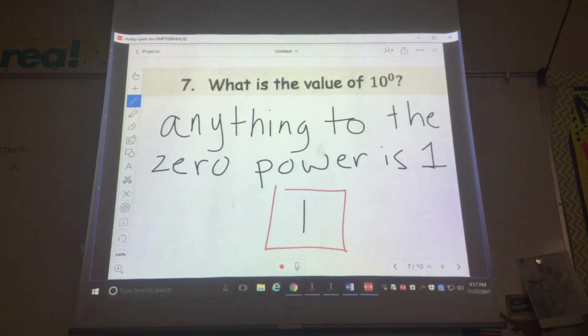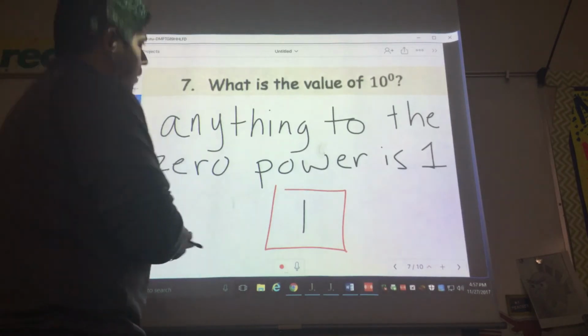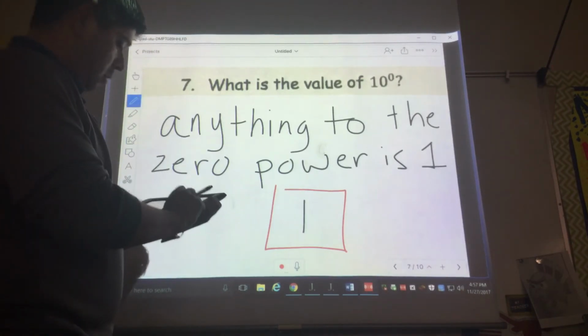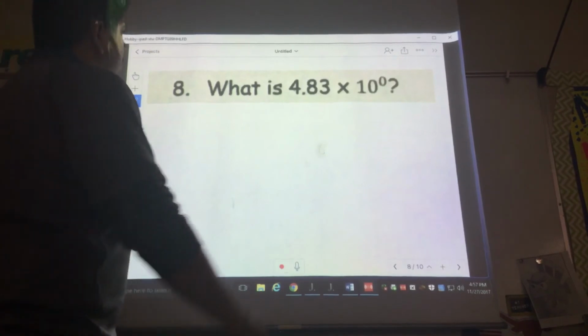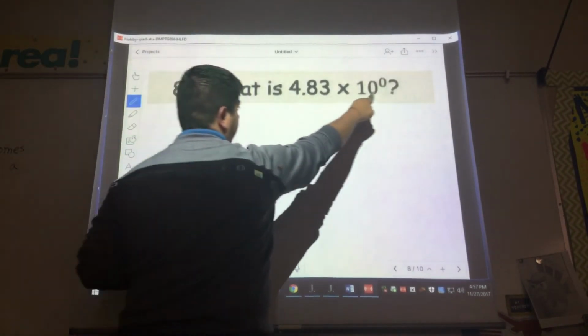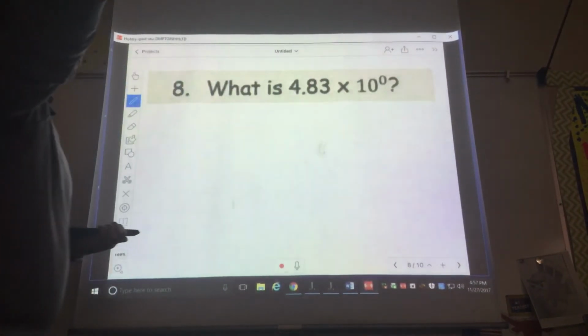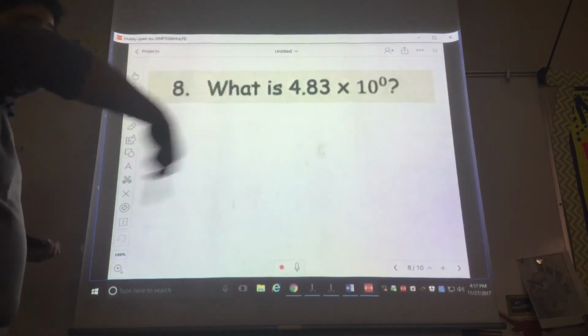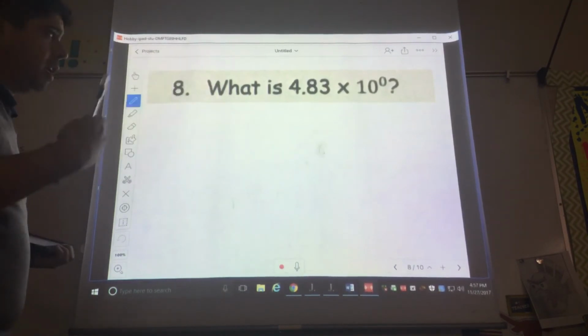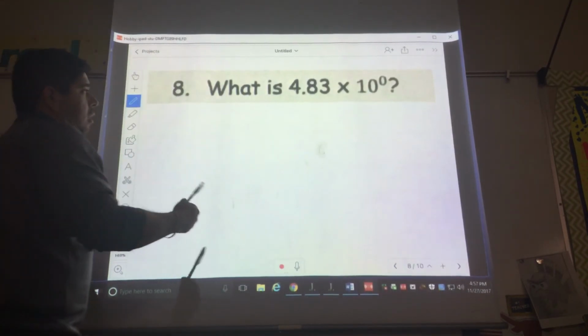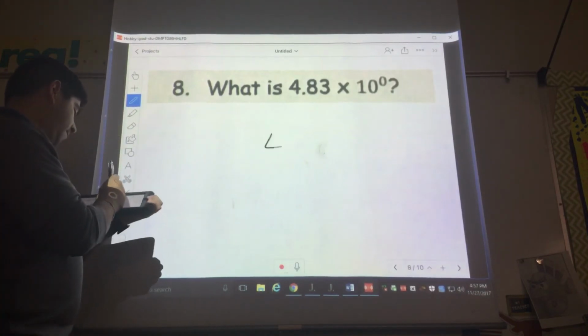All right, question number 8 gets us something with scientific notation. We want to know the value of 4.83 times 10 to the 0 power. Okay, so if it's 10 to the 0 power, that means my decimal's not moving any. So if I'm going to answer this scientific notation wise, I would rewrite 4.83.